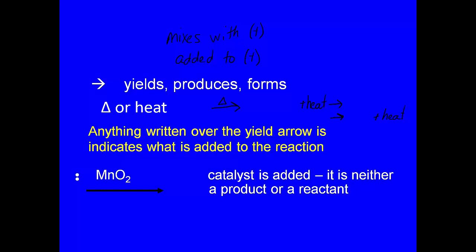And sometimes we give you extra information. Anytime something's written over the arrow, that is, again, something that was added to the reaction, but you don't have to balance it. This was a catalyst, so you don't balance anything over the arrow. You're just saying, oh, okay, thank you for the information, and you move on.